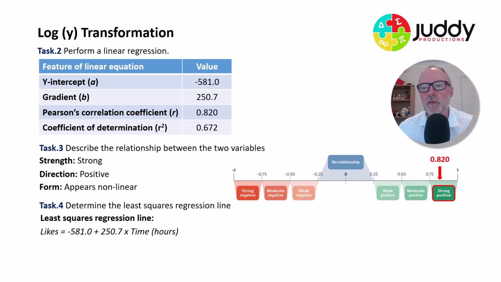Task number 4 was to determine the least squares regression line. We found the least squares regression line to be likes equals negative 581.0 plus 250.7 times the time in hours. Remembering, of course, that no matter what the data distribution, we can always generate a least squares regression line. It doesn't guarantee that it is the proper relationship between the two variables, however.